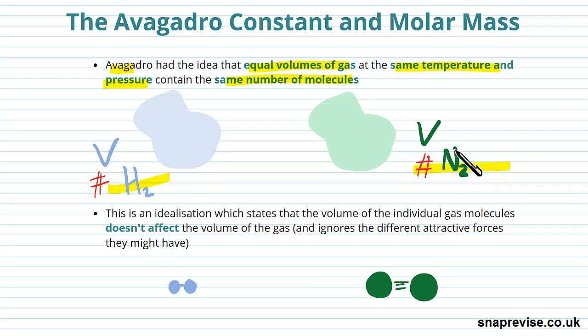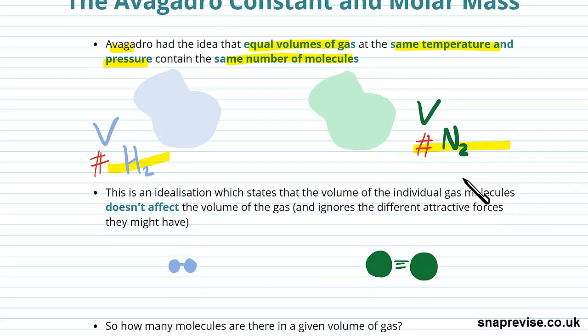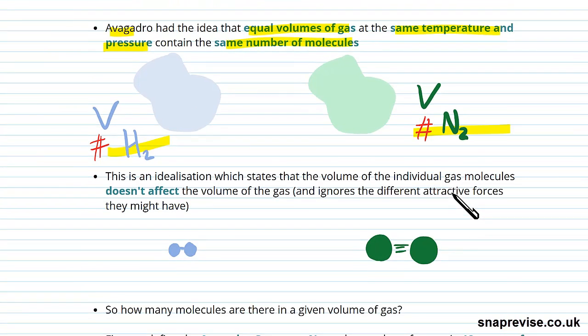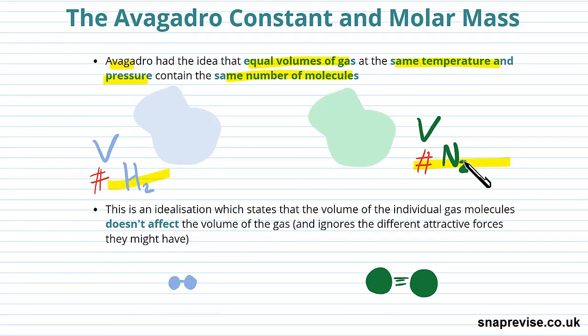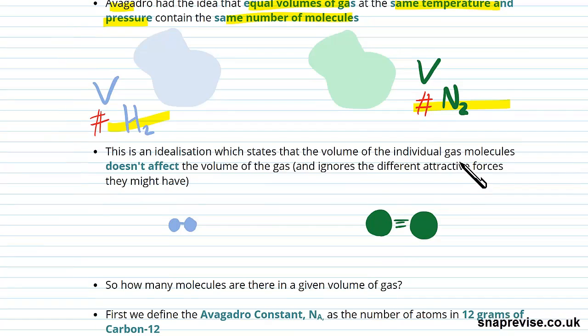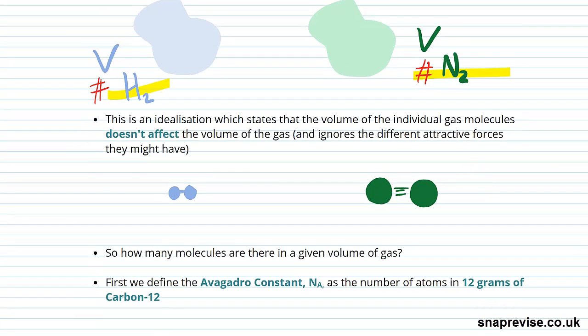So we're going to see that it basically kind of is the case, more or less. It's an idealization. It's not like a scientific fundamental truth that this is the case, but it's a very, very good approximation for almost all intents and purposes that we'll come across. So it's an idealization, which basically states that the volume of the individual gas molecules doesn't affect the volume of the gas. It also ignores the different attractive forces they might have.